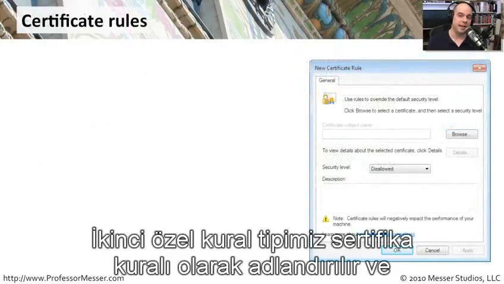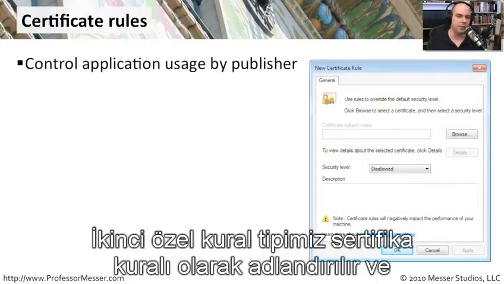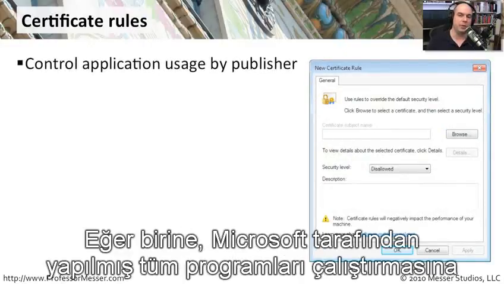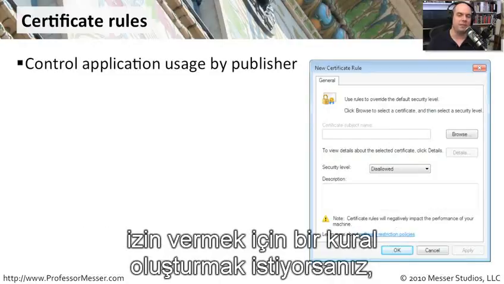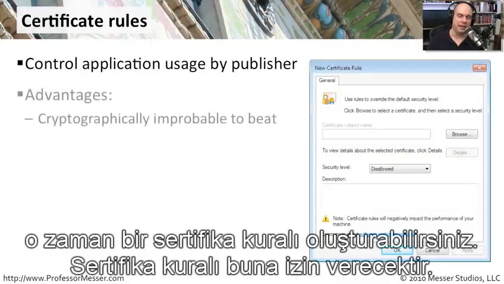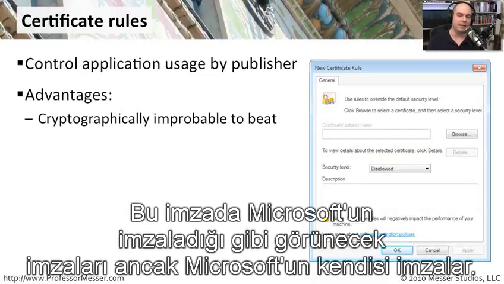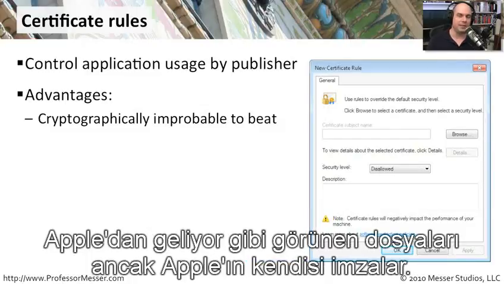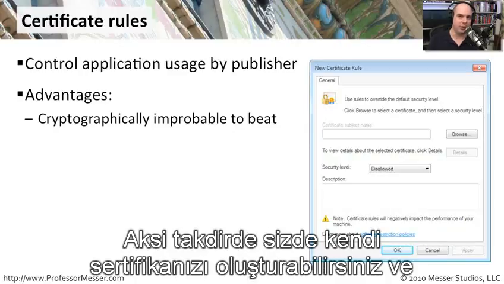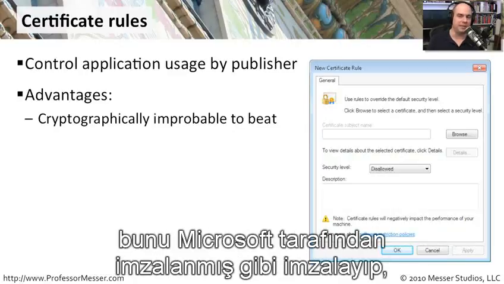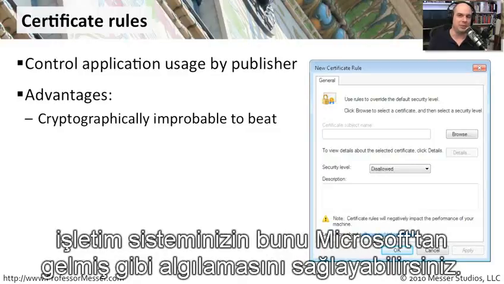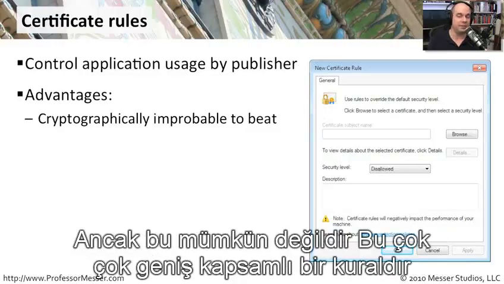The second most specific rule type is called a certificate rule, and this refers to an entire publisher. If you wanted to create a rule that allowed someone to run every program that was made by Microsoft, you would create a certificate rule that would allow that. What it's allowing really is this cryptographic signature that is put on an executable file. Only Microsoft can sign files and have them look like it came from Microsoft. Only Apple can sign certain files and have it look like it came from Apple. You can't create your own certificate and pretend you're Microsoft and sign it and think that your operating system is going to recognize it as coming from Microsoft, because it simply is not.